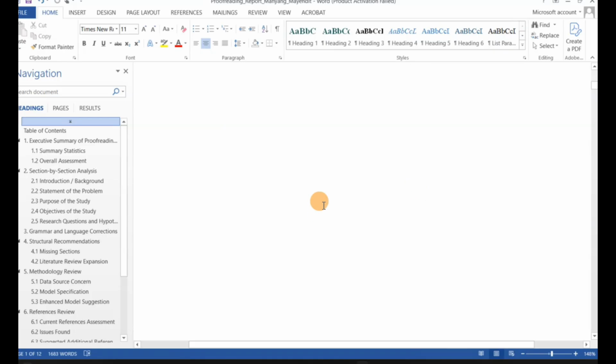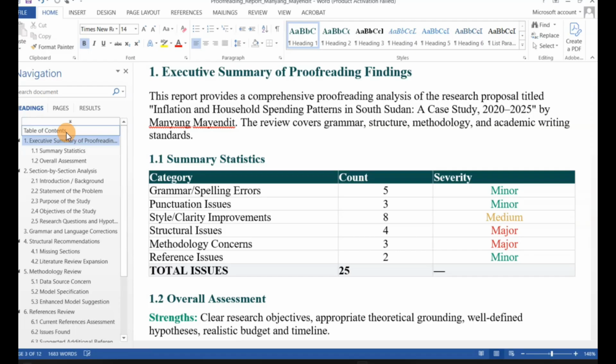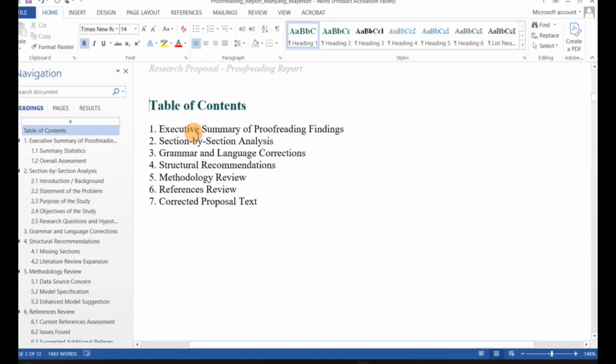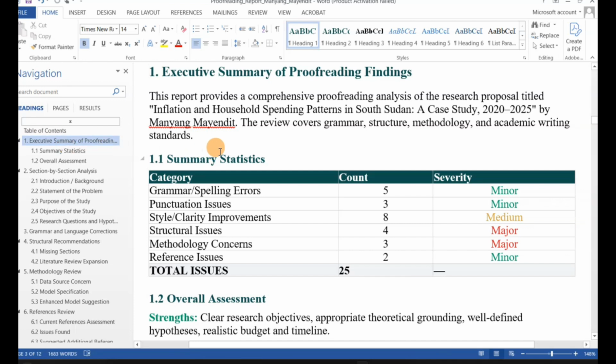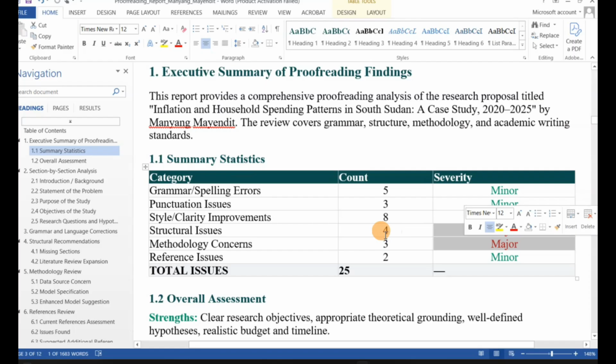What we need to look at is what do you know? What can you provide as an economist? We are not looking at the country. We are looking at what you can provide. So this is proofreading: minor grammar, but the major ones are the structure and also the methodology concerns.